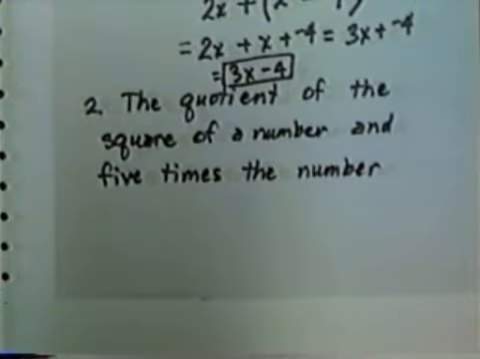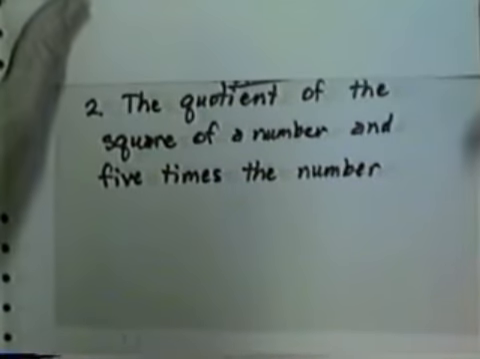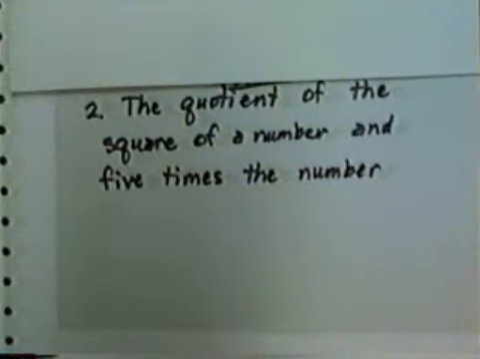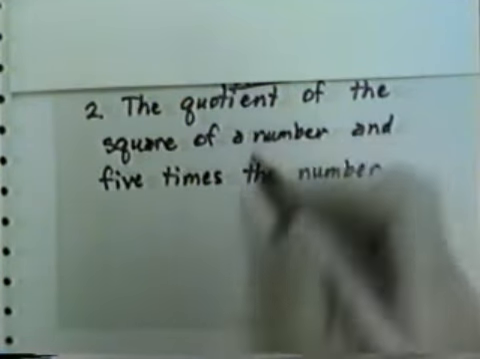For our next example, the quotient of the square of a number and 5 times the number. A key word is quotient. That means we're going to divide.